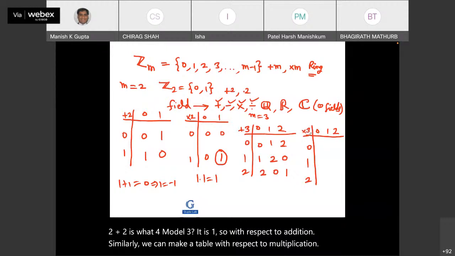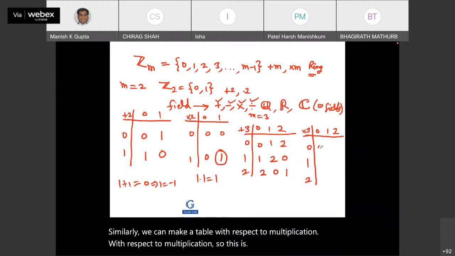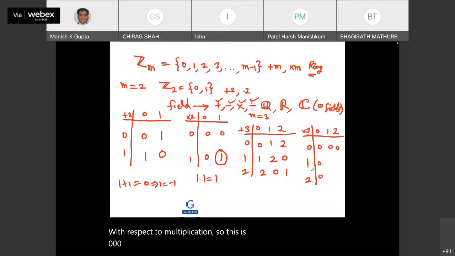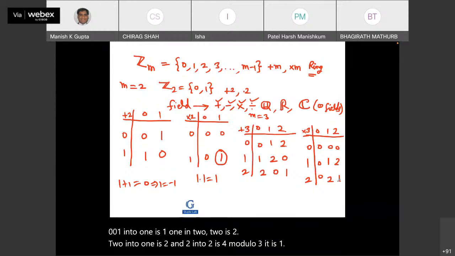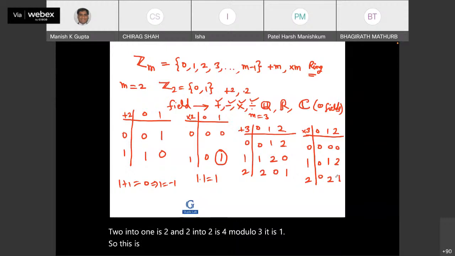With respect to multiplication, this is 0, 0, 0, 0, 0. 1 into 1 is 1, 1 into 2 is 2, 2 into 1 is 2, and 2 into 2 is 4, modulo 3, it is 1. So this is how the things are.